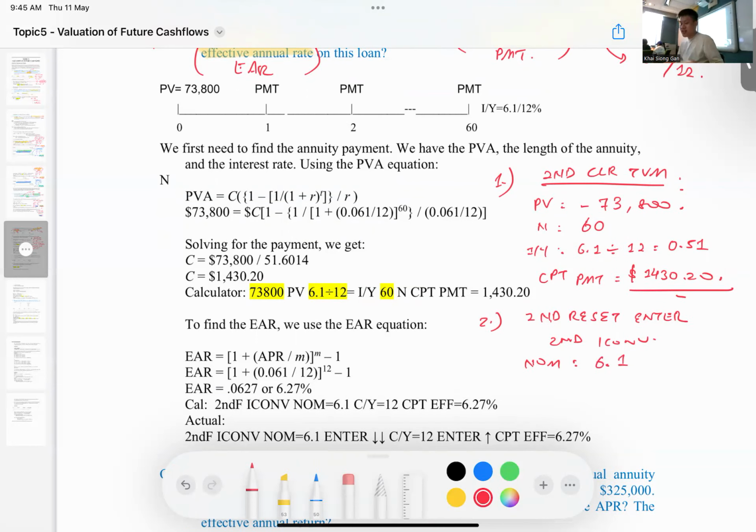Because some students will go and write nominal rate is 0.51. Wrong already, because this is the period one. I want the nominal. So different. So it's 6.1.